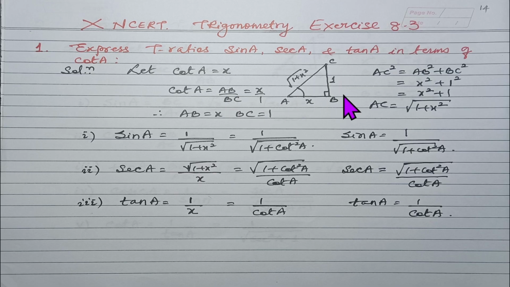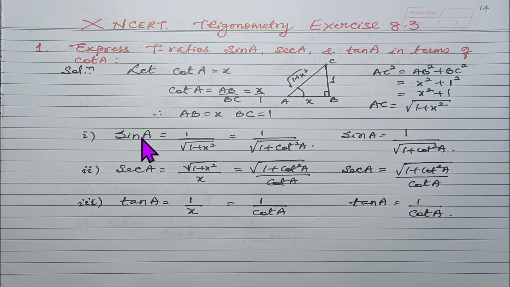If you take a right angle triangle here, then cot A, angle A, is equal to AB upon BC. So therefore AB upon BC is equal to x upon 1. That means AB is equal to x and BC is equal to 1. By applying Pythagoras theorem, we can find out AC. AC square is equal to AB square plus BC square, x square plus 1 square, x square plus 1. Therefore AC is equal to square root of 1 plus x square. So that is the first part of this example.